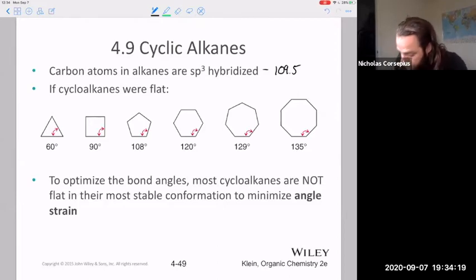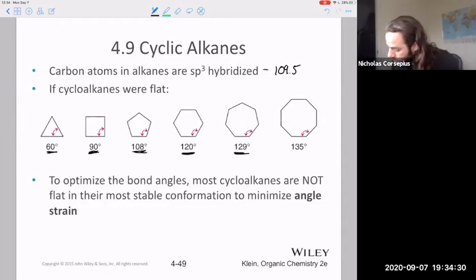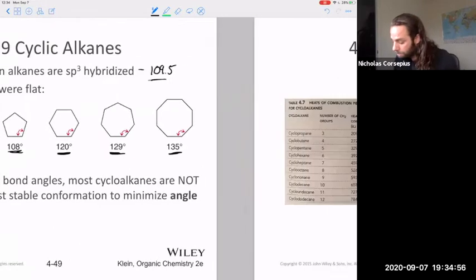These bond angles, if it was in a triangle, would have to be 60, a square would be 90, a pentagon 108, so that's pretty close, hexagon 120, heptagon 129, octagon 135, right? So these are outside of what would be that ideal bond angle. So in order to minimize what's called angle strain, or anything outside of the ideal 109.5, these molecules are going to deform out of just 2 dimensions and take on these other interesting conformations, okay?